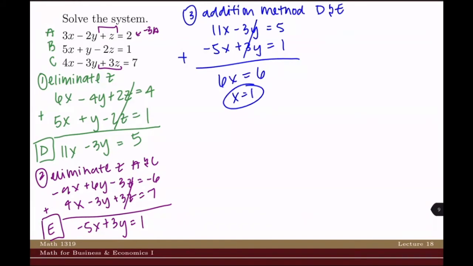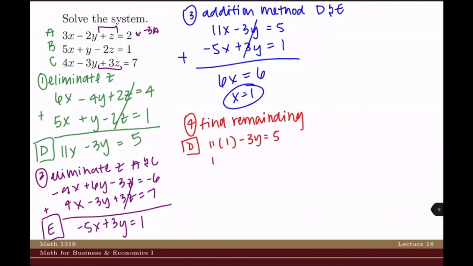So the last step is just to find the remaining variables. So what's left over is y and z. So I'm just going to plug in x equals 1 to one of the equations. It doesn't matter which one. I'm going to pick D. So we'll have 11 times 1 minus 3y equals 5, which means 11 minus 3y equals 5, which means negative 3y equals negative 6. So I get y equals 2.